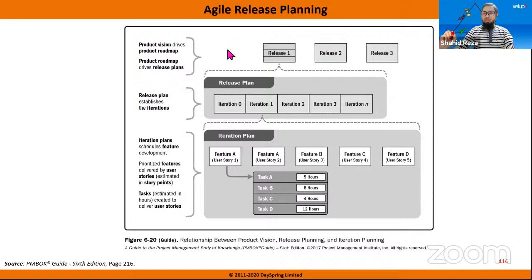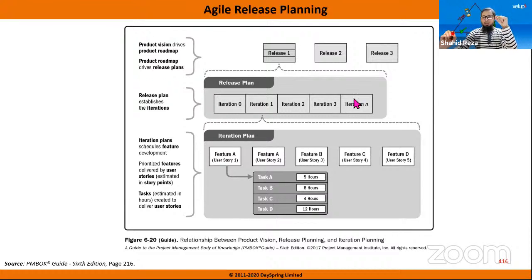First we are doing the product roadmap, and in that roadmap we have identified that to complete the product we will need 3 releases. Now we are dividing one release at a time. For that first release, we are doing release planning. In that release planning, we find out that we will need 0 to n number of iterations to complete this release.